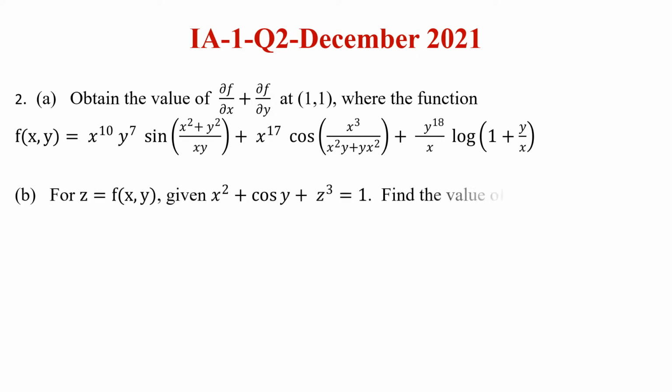And in the second question, z is equal to f of (x, y), and it is given that x square plus cos y plus z cube is equal to 1. Using this relation, find the value of del z upon del x and del 2z upon del x square.